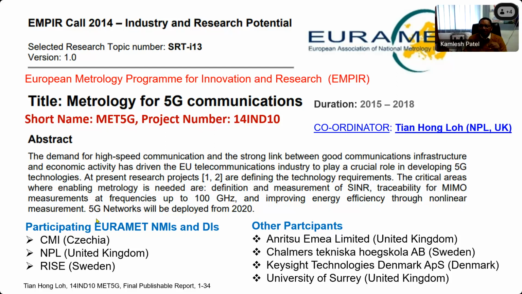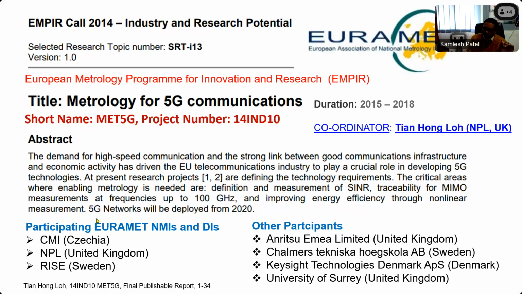So there were three Euramet NMIs which participated. One is the CMI from Czechia, NPL UK, and RISE Sweden. Along with that, they also partnered with industry and academia. From academia, the University of Surrey from the United Kingdom was part of this project, and NSU, Chalmers, and Keysight Technologies. These are the companies which were also participants in this project. So there are a total of 7 members, 3 NMIs and 4 academic and industry partners, which collaborated on metrology for 5G communication.